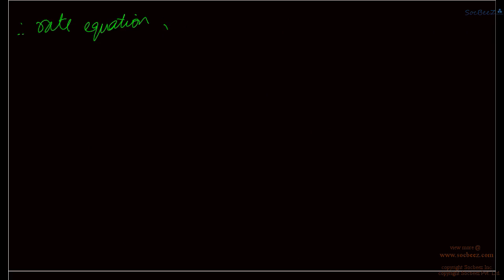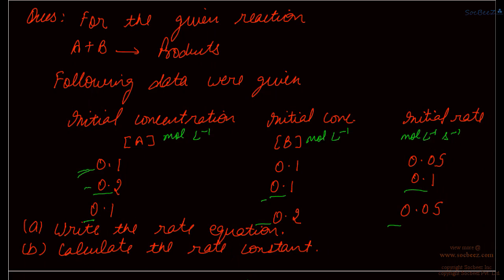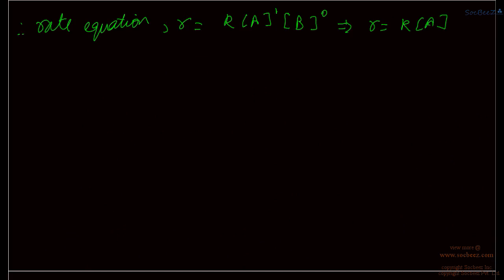Okay, and hence the rate equation is R equals K into A to the power 1 into B to the power 0. Or to simplify it further, we can write rate equals K[A]. Okay. Now, observe one of these values where rate equals 0.1 and the concentration of A is 0.2. We can observe any of the values. So let's take this middle value. So from here, we can write rate as 0.1 equals K into 0.2. So from here, value of k is 0.5 per second.